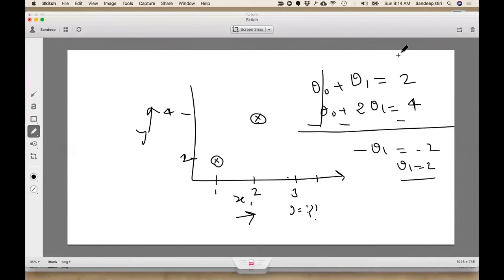If our equation is y equals theta naught plus theta 1 into x, then for x equals 1, we get theta naught plus theta 1, which is 2. And for x equals 2, we get theta naught plus 2 theta 1 equals 4. So we got theta 1 as 2. Is it clear, everyone? When we put it back here, we get theta 0 equals 0. Therefore, our equation is y equals 2x.